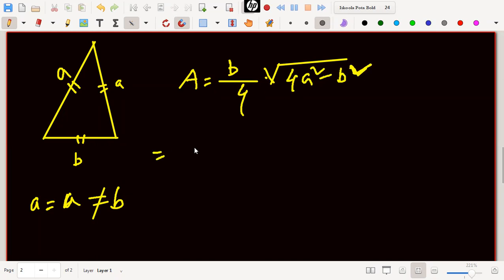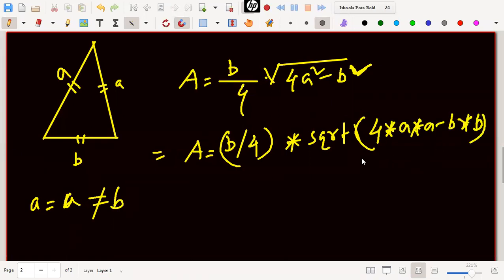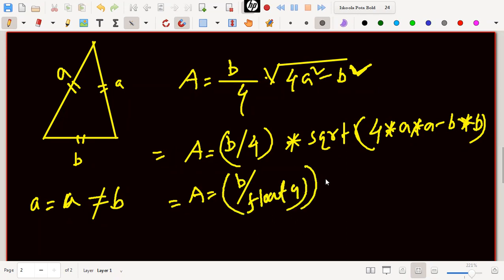So we have to write this expression as a C expression, right? So B/4, you can write this B/4 into SQRT of 4A square, that is 4 into A minus B into B. And this is the correct expression for writing the fractional number for area. Also, we can write B/float 4 first bracket into SQRT 4A square, 4 into A minus B into B.